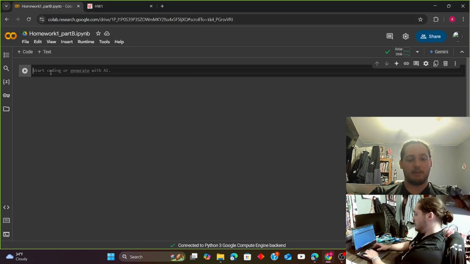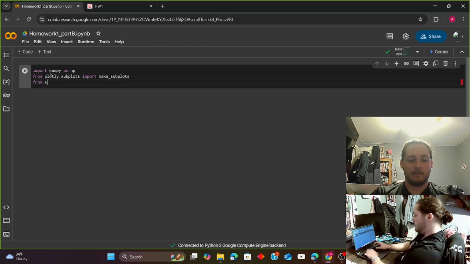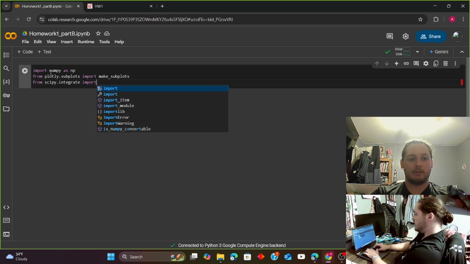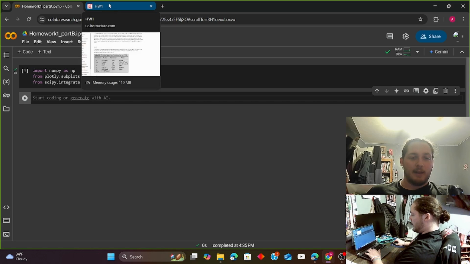So first we need to import our libraries. Import numpy as np, from plotly.subplots import make_subplots, and then from scipy.integrate import solve_ivp.